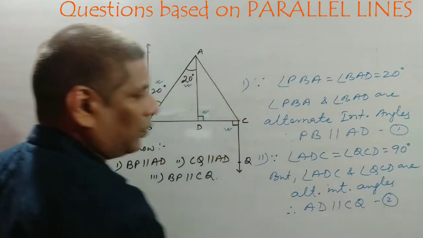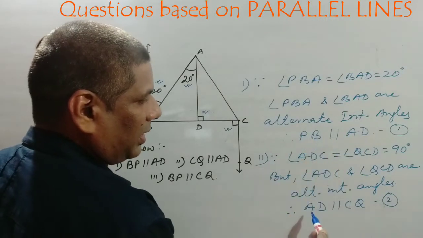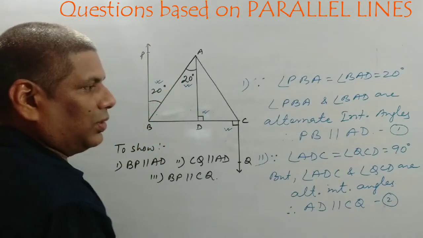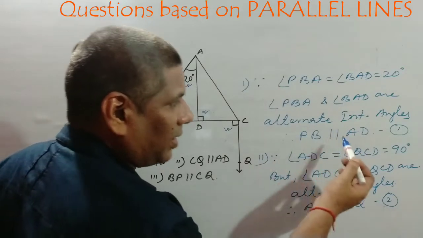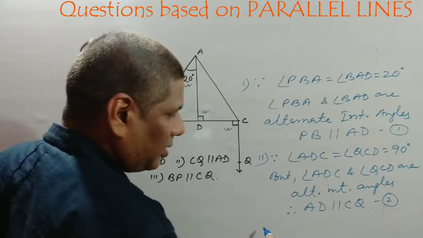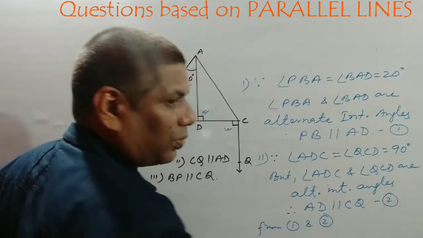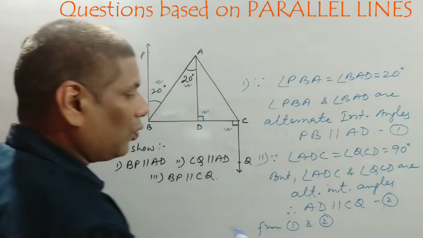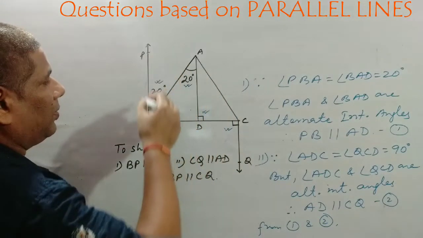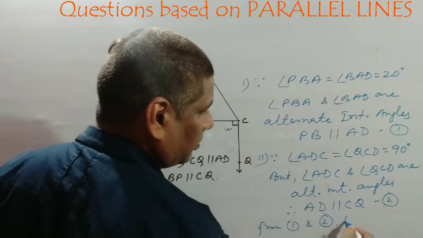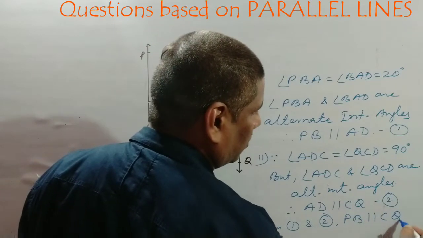Now from 1 and 2 what we observe, AD is parallel to PB and AD is also parallel to CQ. Since two lines which are parallel to the same line are also parallel to each other, so from 1 and 2, what can we write? We can write PB parallel to CQ.